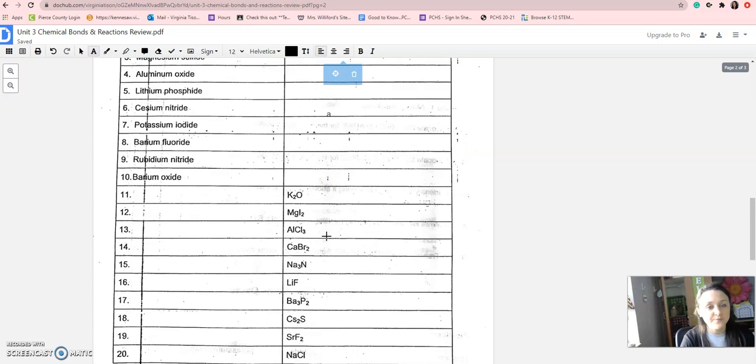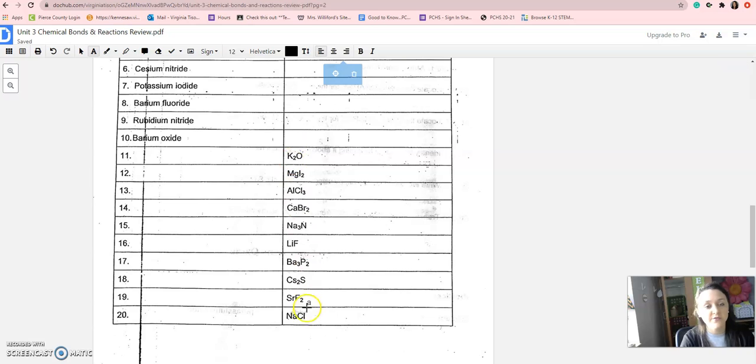Okay, now let's go down here. These are for ionic. Whenever you see a metal, you know it's ionic. To write the name, it is very simple because we just write the metal, the nonmetal, and ide. So the metal here, K, is for potassium. You can look at your periodic table. Potassium. O is for oxygen, and I just put IDE, oxide.